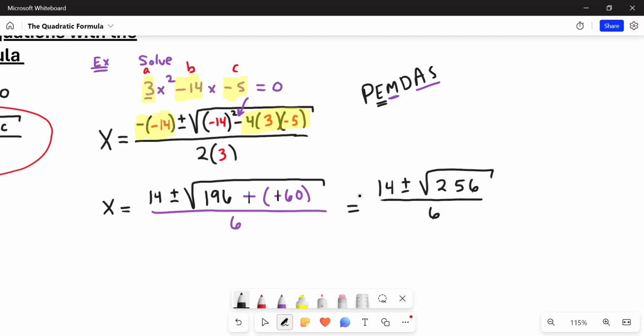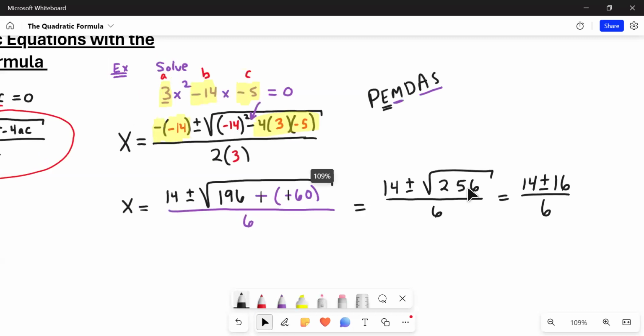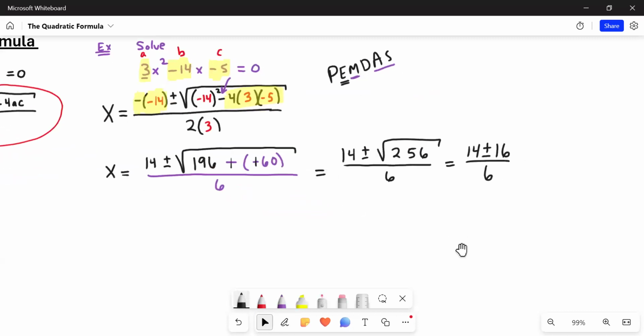Now, in this particular example, it turns out our square root has a nice whole number answer. The square root of 256 happens to be 16. So when this is the case, you actually have more work rather than less, but you have very nice solutions. I would like you to evaluate that as either x equals (14 plus 16) over 6, or x equals (14 minus 16) over 6, simplifying those as much as possible.